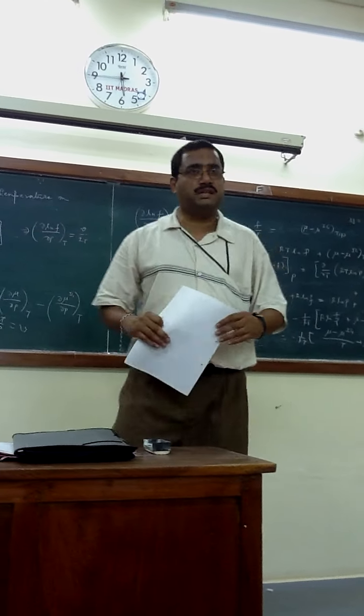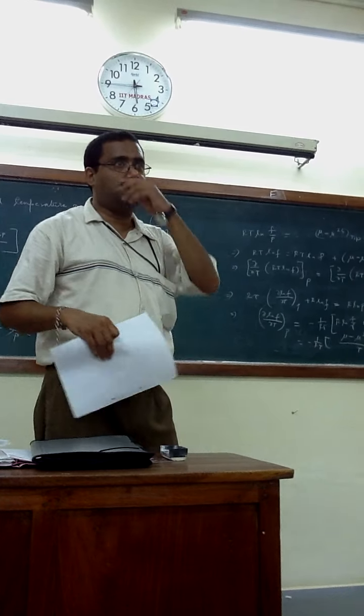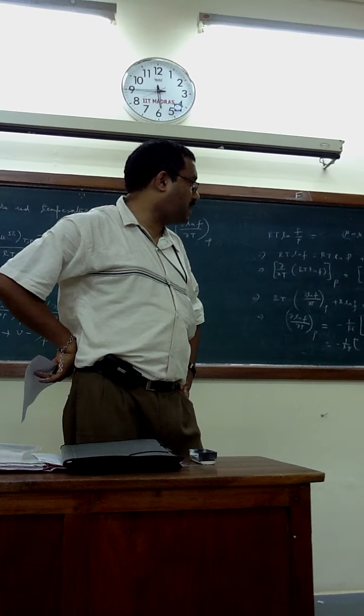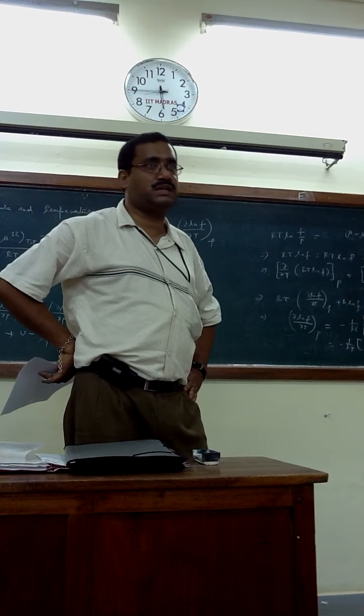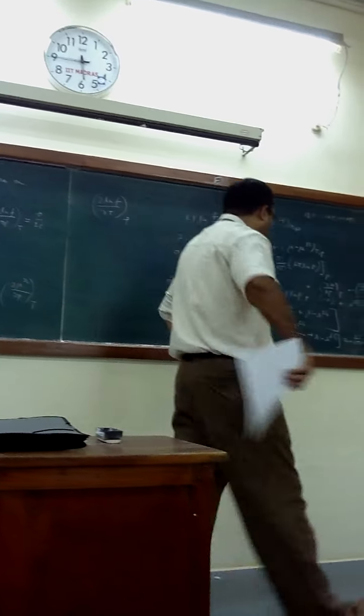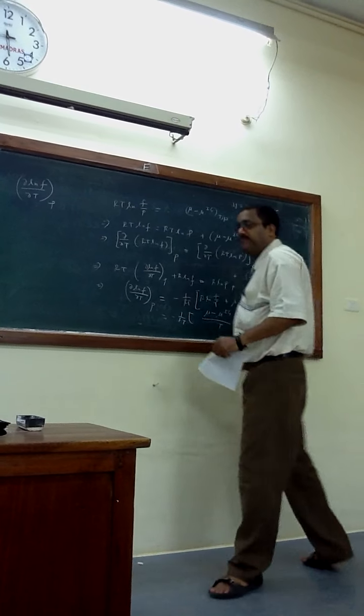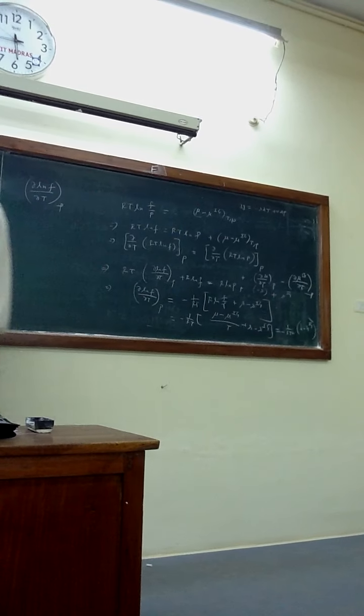H minus Hig, okay? Because G equals H minus TS. So the departure G minus Gig is H minus Hig minus T into (S minus Sig). And from that formula we can get here H minus Hig. So that's the fugacity expression.